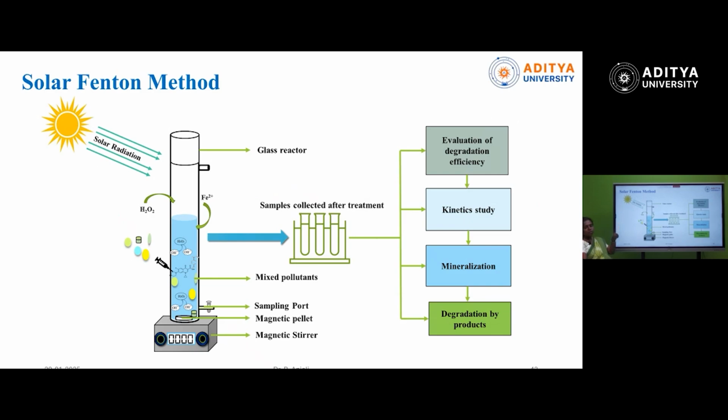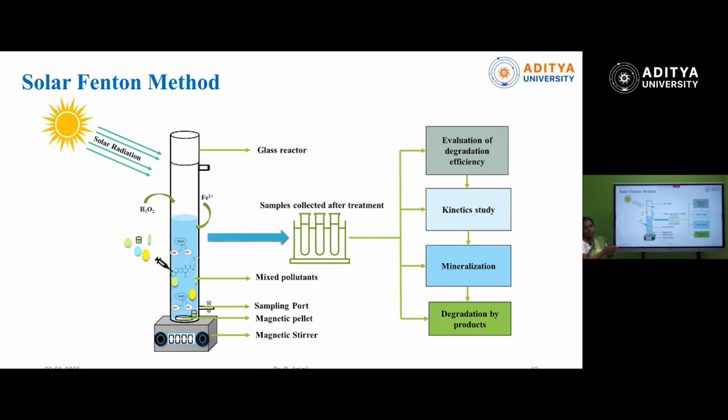Another one is solar. Here I used solar radiation, direct sunlight, and you can see the setup here. Obviously we need to keep it under mixing conditions, so I used a magnetic stirrer, with RPM generally in the 500 to 600 range. Solar radiation will be there. The pollutant is added here, and then again H2O2 and Fe2+ are added.